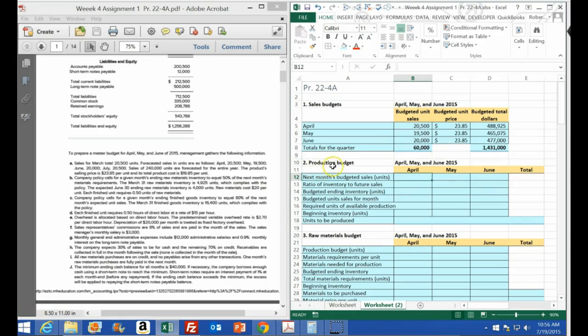Next, we'll take a look at the production budget for April, May, and June, and note we have the next month's budgeted sales in units. So we're in April, and of course we're looking at the next month's budgeted sales in units.